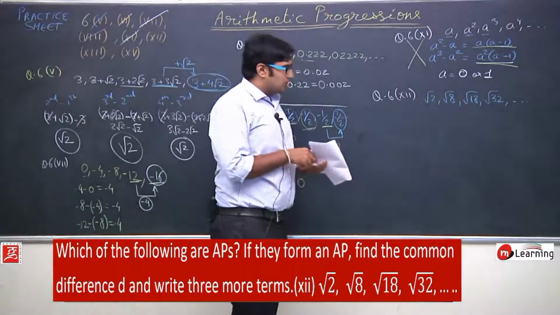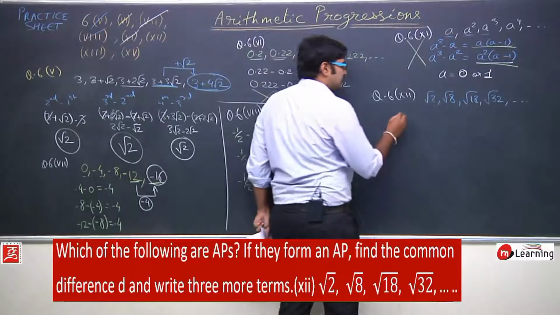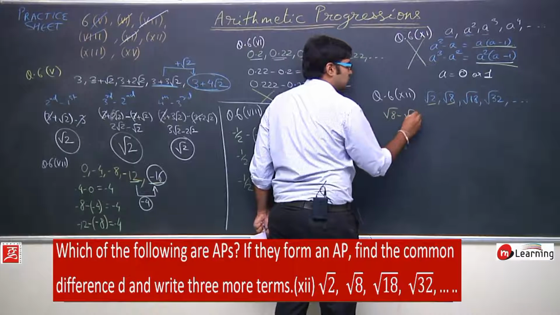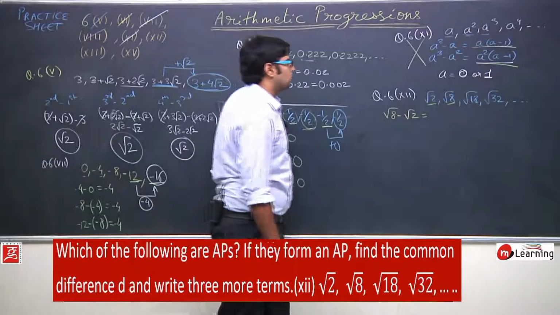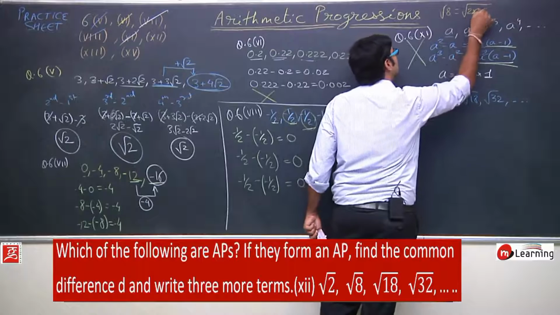Now I want to check whether this is an arithmetic progression or not. What I will do, I will simply subtract second term and first term. Second term is root 8 minus first term is root 2. So now what is root 8? Root 8 is 2 root 2 because root 8 is equal to root of 2 into 2 into 2.